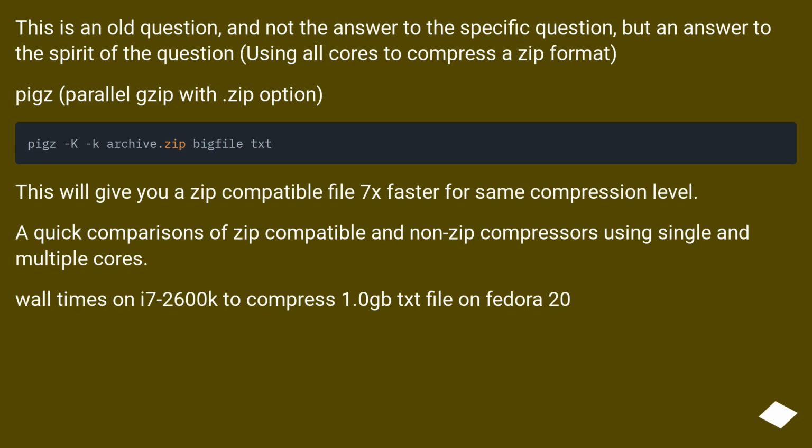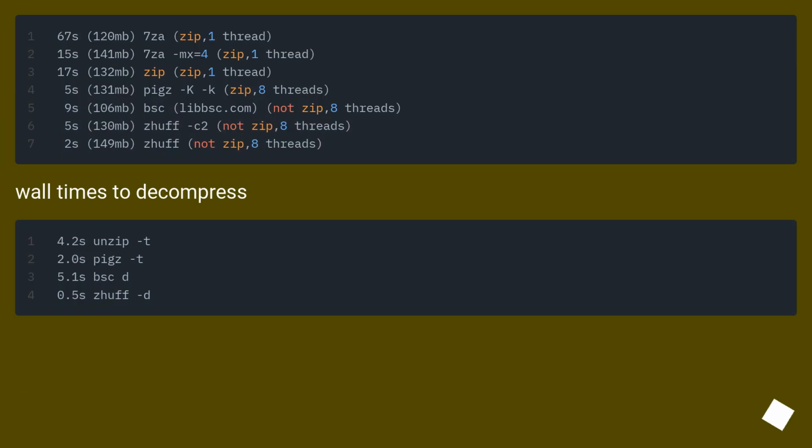A quick comparison of zip-compatible and non-zip compressors using single and multiple cores. Wall times on an i7 2600K to compress a 1.0 GB text file on Fedora 20. Wall times to decompress.